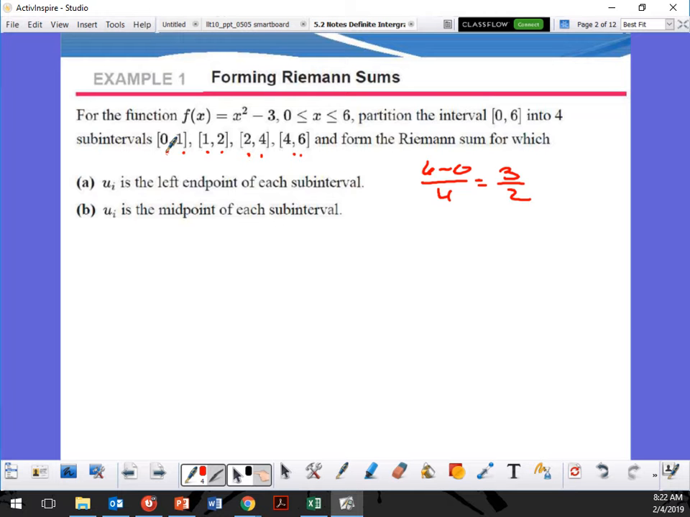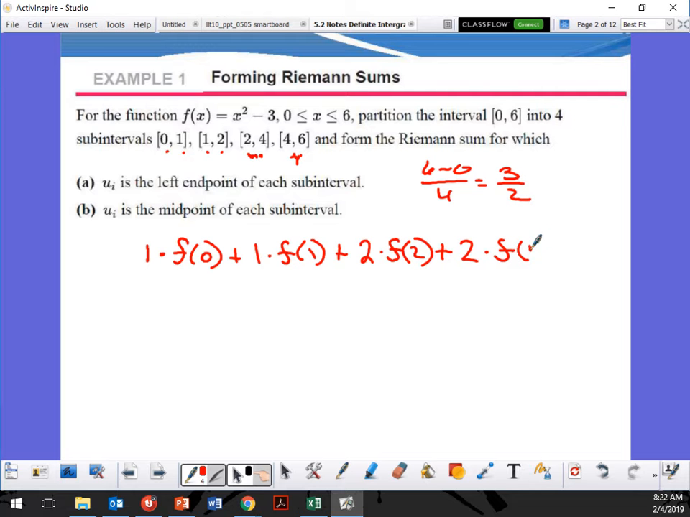So what is my delta x here? 1. So it's going to be 1 times my f of x, which is f of 0, plus, what's my next one going to be? 1 again, so it's 1 times f of 1, plus my delta x on this one's going to be 2. So it's 2 times f of 2, plus my delta x on my last one, that's 2. So it's 2 times f of 4. Very good.